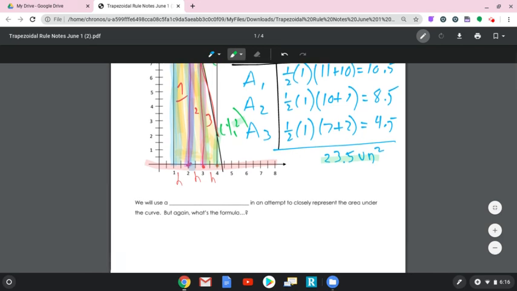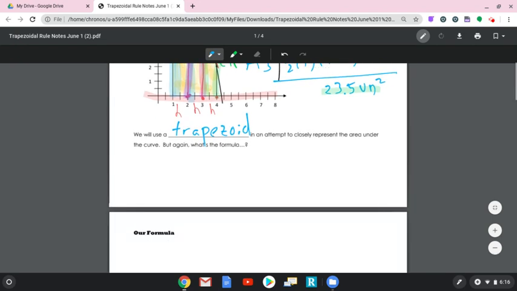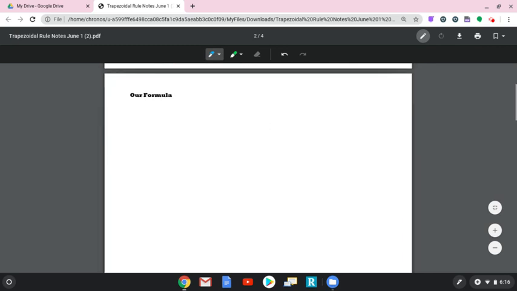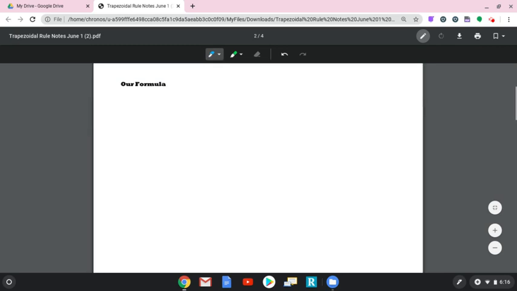So what we're going to do, we are going to use a trapezoid in an attempt to closely represent the area under the curve. But what is the formula? Well, let's think about this. What is our formula? And I do think the tables definitely help with this, okay? So if we look at our formula, we already said, and this is important, n equals the number of trapezoids.